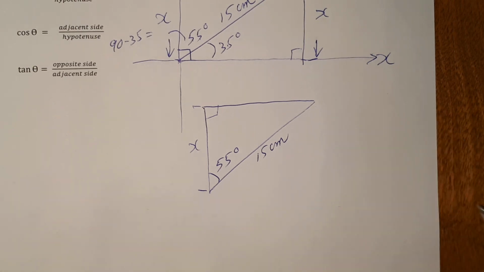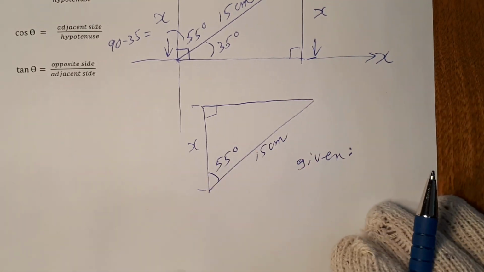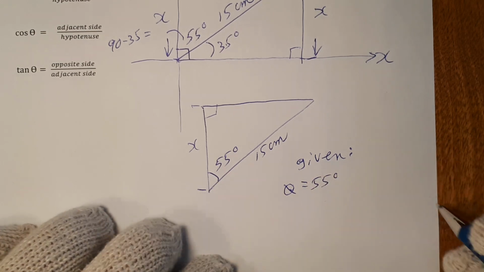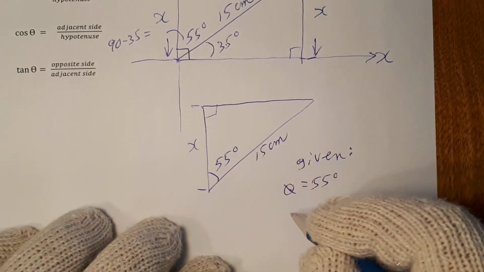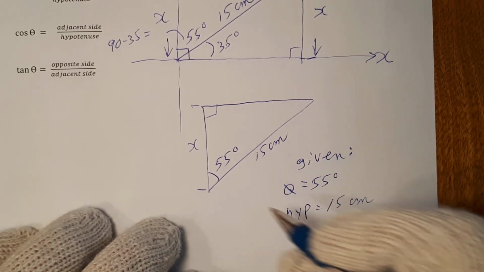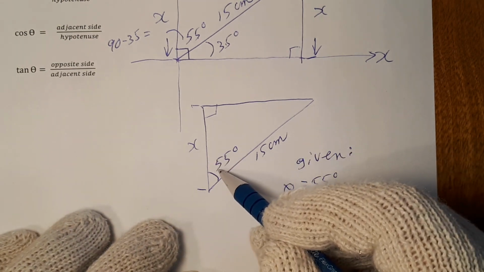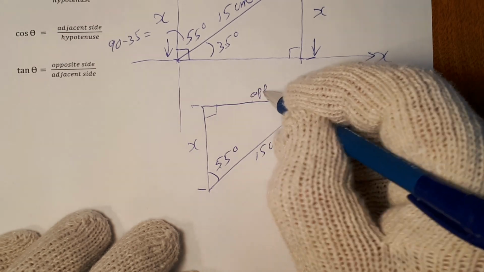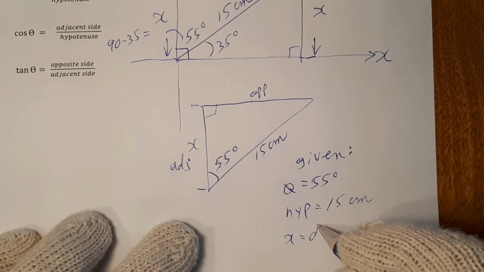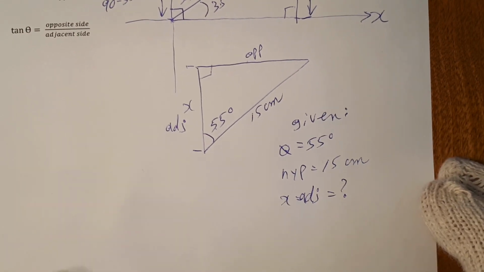Again, as before, write down what's given in this triangle. We know that theta given to us now is 55 degrees. We also know the hypotenuse is 15 centimeters, and we want to find x. And x happens to be, if this is the angle, this one here would be the opposite, and x now becomes the adjacent. x is the adjacent, and it is the unknown that we want to find.